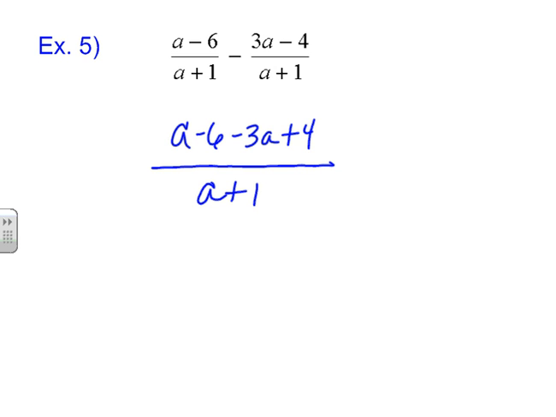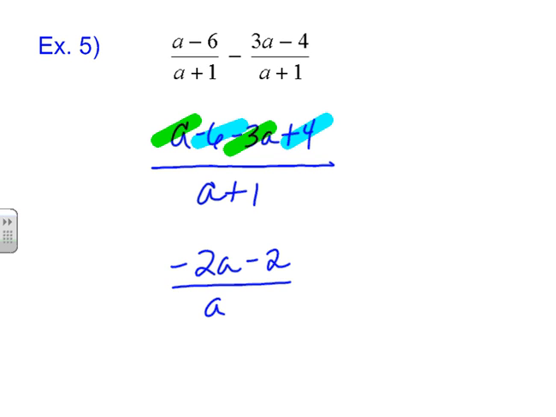We're going to put things together that are alike. Again, our minus 3a and our a are going to go together, and our negative 6 and positive 4 are going to go together. So a minus 3a is negative 2a, negative 6 plus 4 is negative 2, and we're going to divide that by a plus 1.